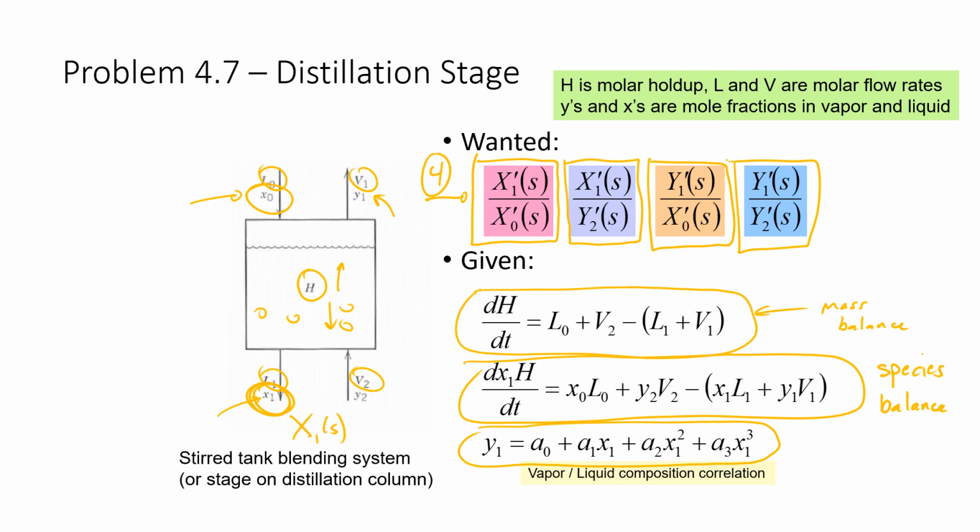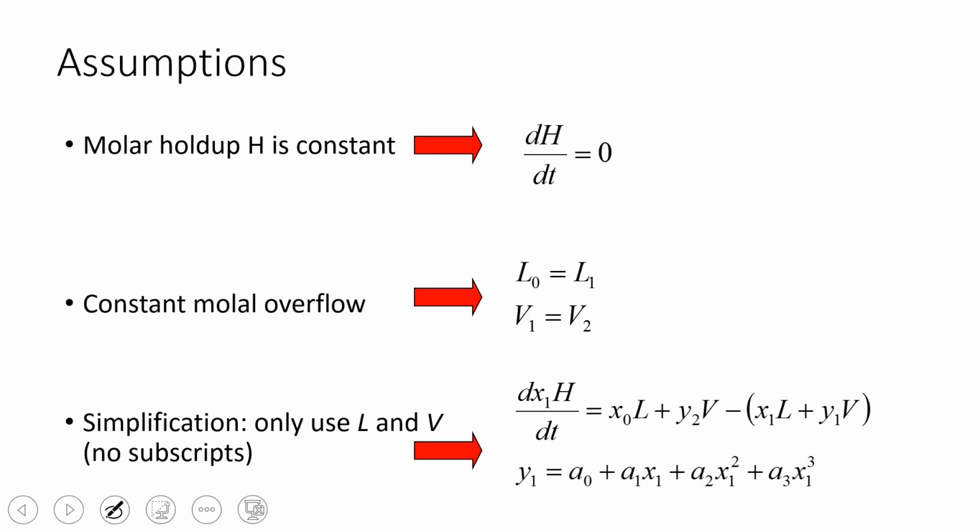So we want these 4 transfer functions, and we're going to use these equations here to help us derive those. In this case, the H is the molar holdup, and then the L and the V are the molar flow rates, and as I mentioned, the Y's and the X's are the mole fractions in the vapor and liquid phase. So Y is for vapor, X is for the liquid. So there's a couple assumptions that we can make.